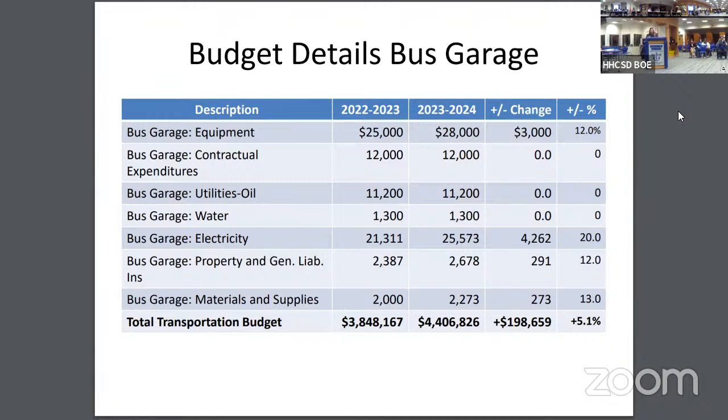And we use that line to purchase some of the office equipment that's in the garage, but also for purchasing some of the harnesses and safety seats that our special ed children use.